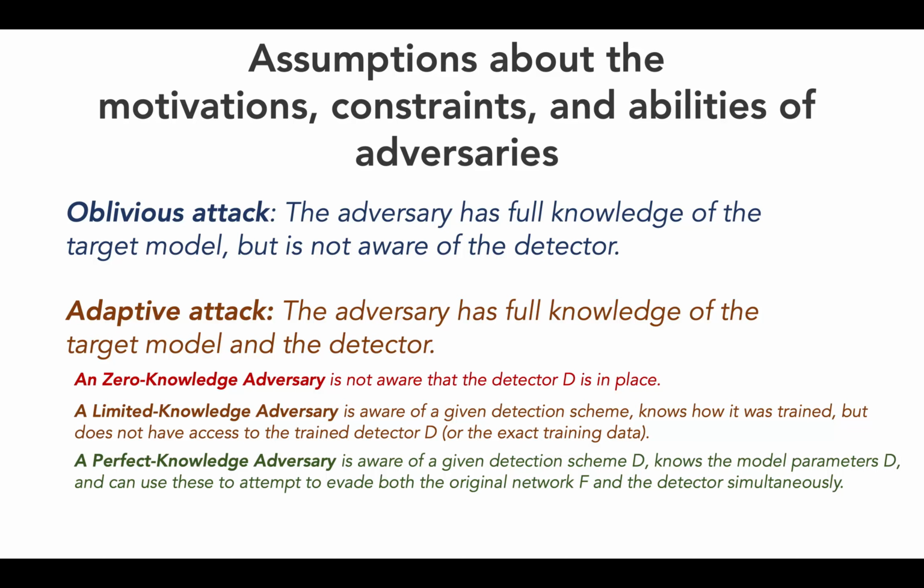So the adaptive attack can be of different types. You can have a zero knowledge adversary who has no knowledge that the detector is in place. You may have a limited knowledge adversary who knows something about the given detection scheme, but not everything. And you may have a perfect knowledge adversary.